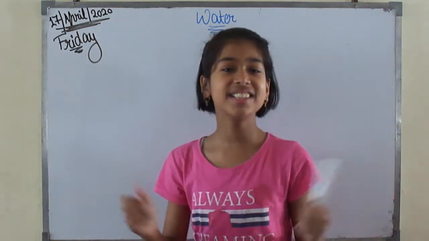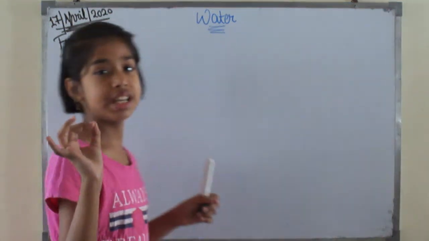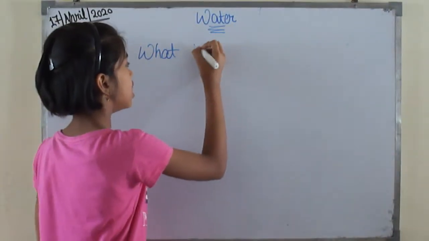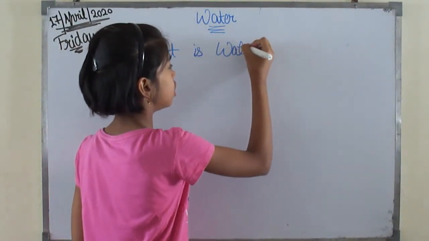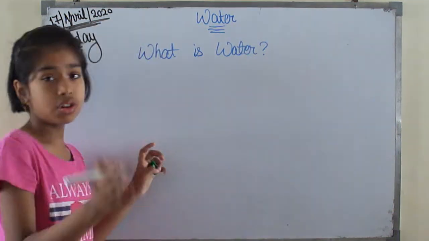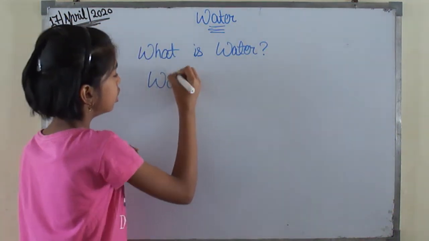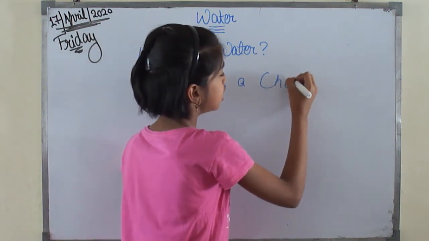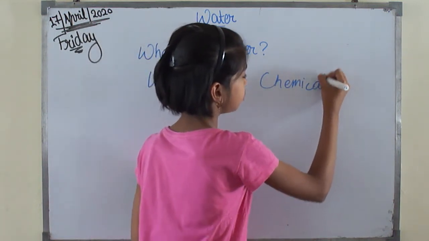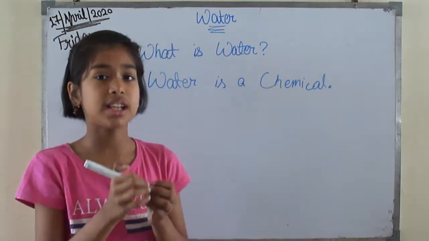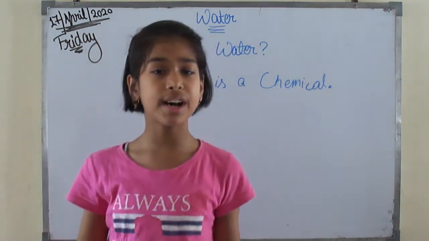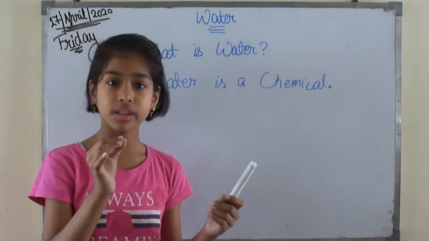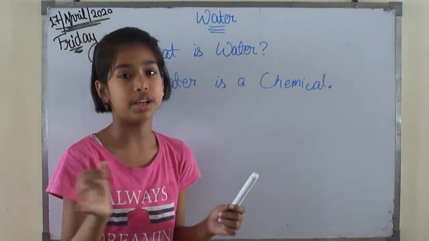So let's start. Firstly, what is water? Let me write down for you. What is water? So you know that water is a chemical. And we also know that all the things around us are made up of molecules, and that molecule is also made up of the atoms.